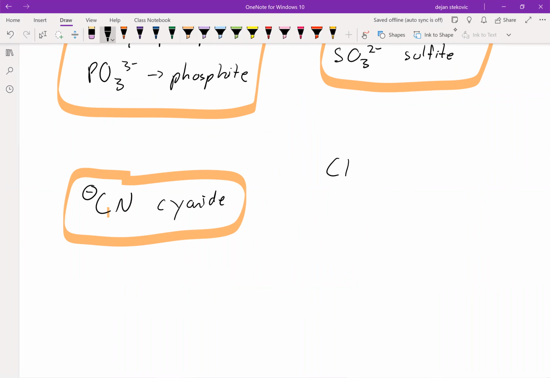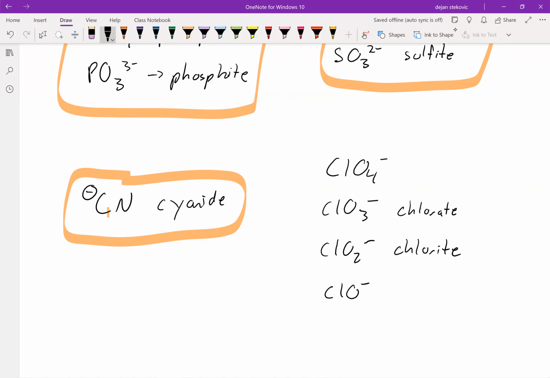And then we have the chlorate series. So we have ClO4 minus, we have ClO3 minus, we have ClO2 minus, and then we have just ClO minus. So this one right here in the middle, ClO3 minus gets chlorate. Then the one right under it with one less oxygen is chlorite. And then if we have more oxygens, we put a prefix to it. And so this becomes perchlorate. And when we have way less oxygens, we put a prefix of hypo. So this one is hypochlorite.